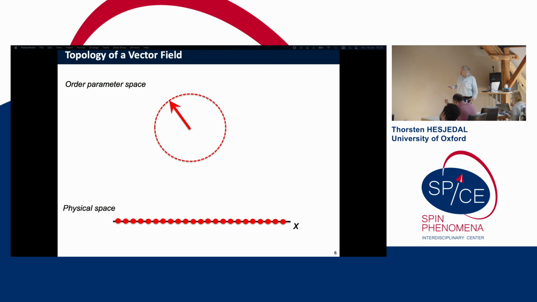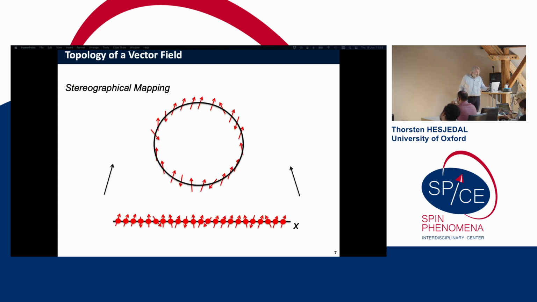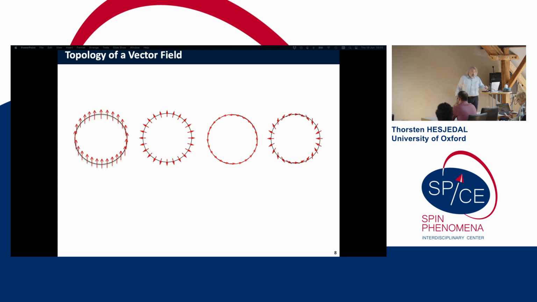If you look at the topology of a vector field, you can represent that in physical space and then map it by stereographic projection onto order parameter space. If you have this distribution of spins, you can map it onto order parameter space like so. Now you can look at nice symmetric objects. The one on the very left is one where the spins all point up. The next one is this hedgehog type thing. Then comes one where you have these equatorial moments, and then on the right, something knotted. That looks a bit interesting.